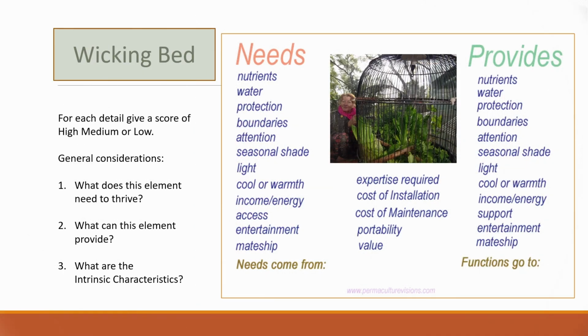So here I go. I'm going to be analysing one of my wicking beds that's made in a bird cage. I have about 5 of these now, so they work really well to raise seedlings. I'm going to go in and mark all the features that I know are high needs and high provisions. Yes, they need nutrients for the seedlings, and I use worm castings as my growing media.